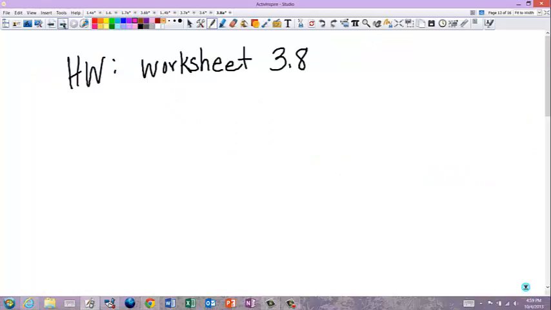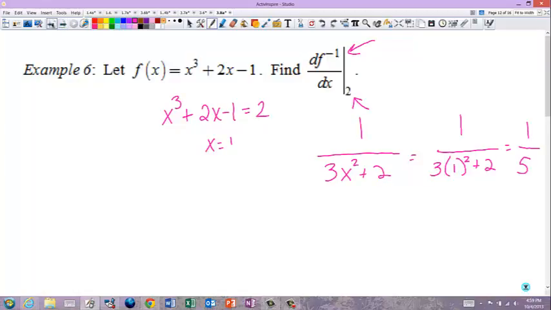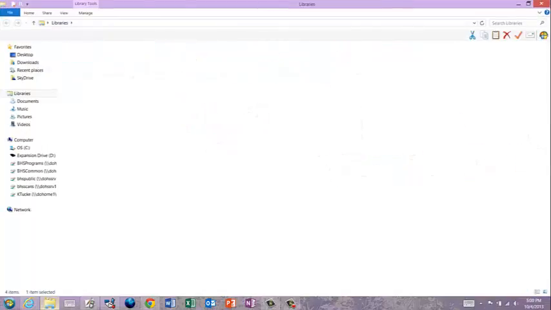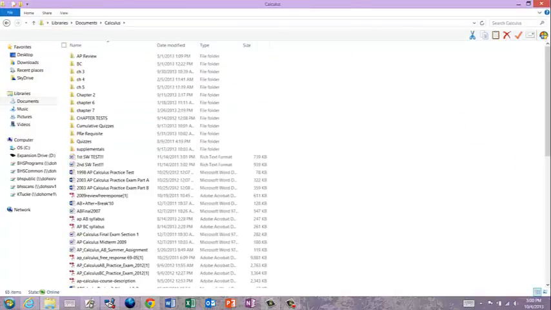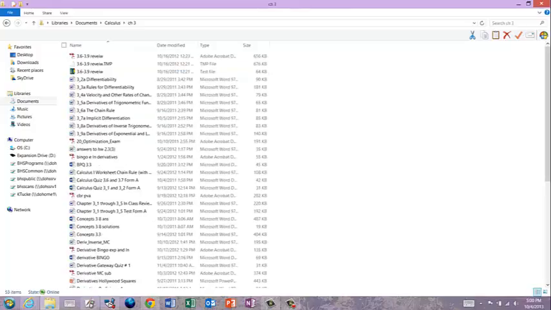Ta-da. Oh, look, worksheet 3.8. Hold on to that. You're going to do worksheet 3.8, but you're also going to do, I'm going to work a couple of these problems too, Lord willing, if I can pull it up. If not, it'll be alright.